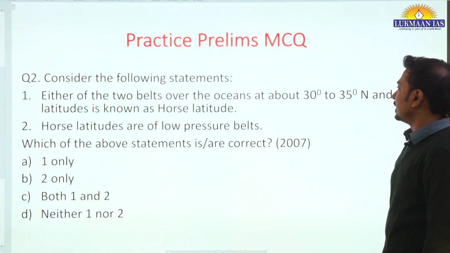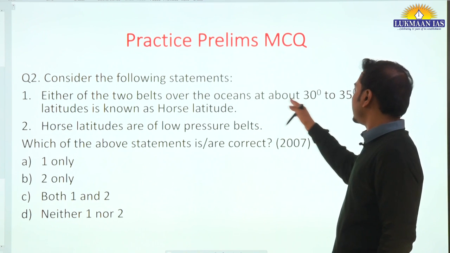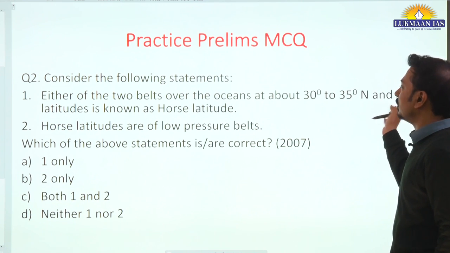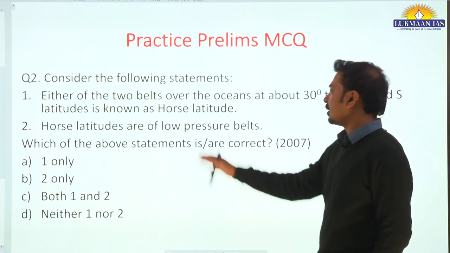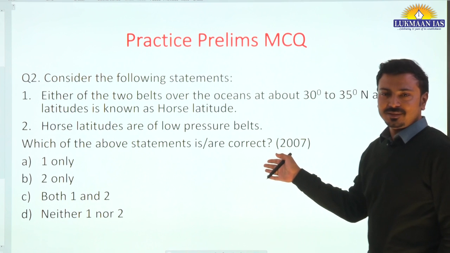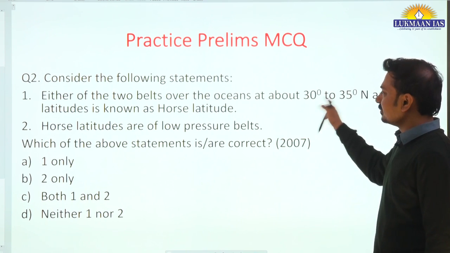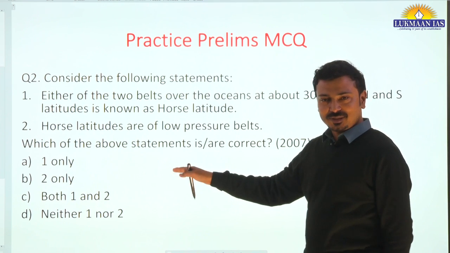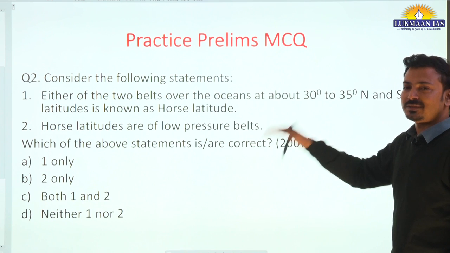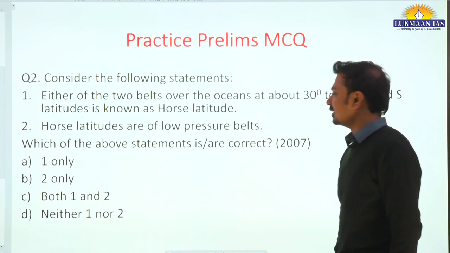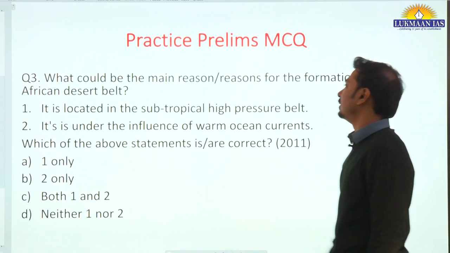Yes, so it is talking about either of the two belts over the oceans at about 30 to 35 north-south latitude are known as horse latitude. Horse latitudes are of low pressure belt. Now we learn about horse latitudes. This is correct, right? But whether they are low pressure or high pressure? They are high pressure. We will learn about it, why they are called as horse latitude, all these things. There is a story behind it. I am just giving you an idea about the nature of questions.